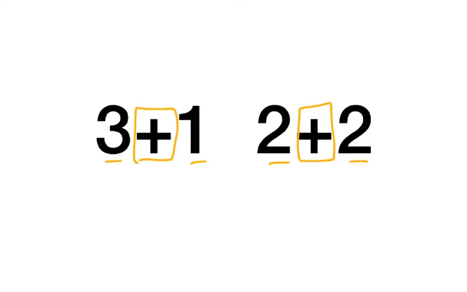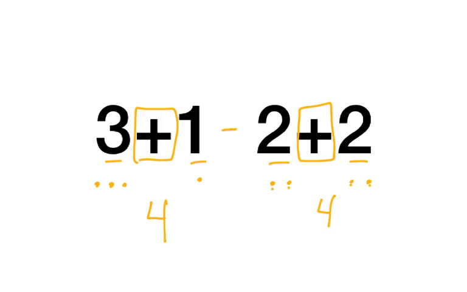Well, 3 plus 1. Let's figure this out. 3 plus 1. Well, that's 1, 2, 3, 4. And this one is 2 plus 2. Let's count that one. 1, 2, 3, that's 4. So they're both the same because they both make what? 4.